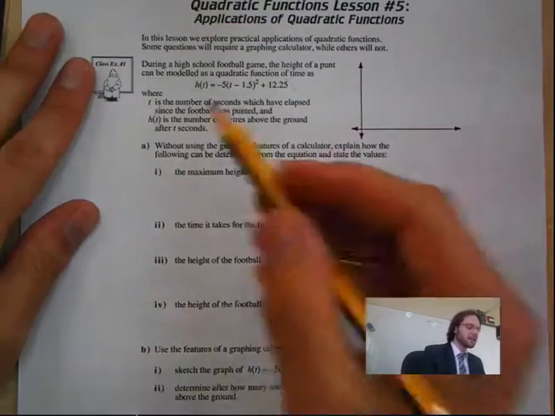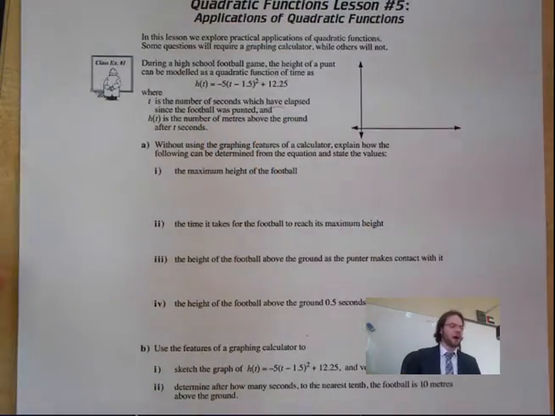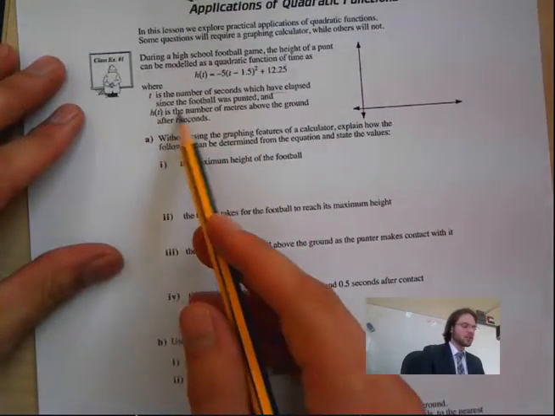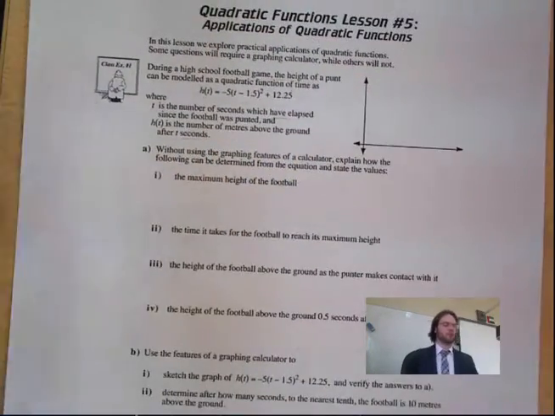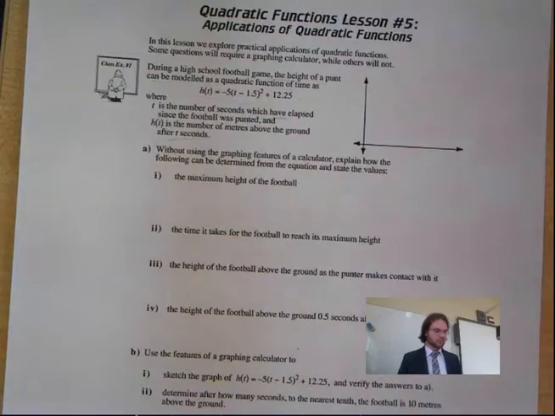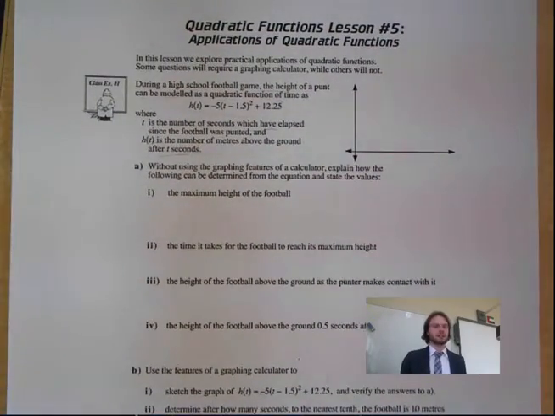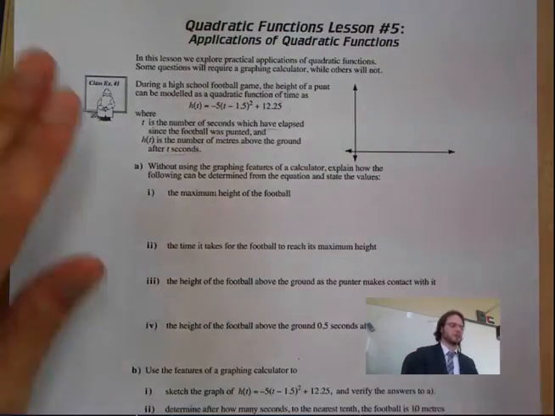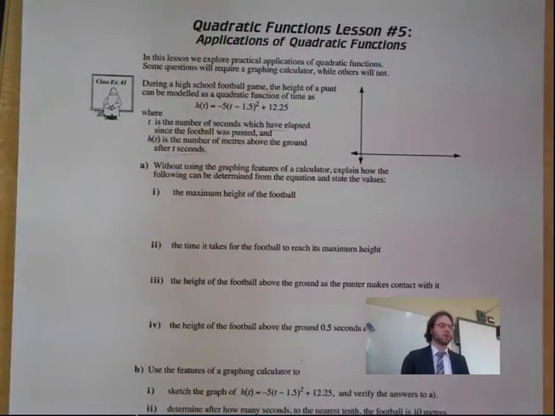Where t is the number of seconds that have elapsed, and h(t) is the number of meters above the ground. Now, looking at this, well, t would be 0. There's no time elapsed as soon as the ball's kicked. Punting means to kick it. It leaves and goes up. So it's always 0 until it goes, or close to 0. It might be a little bit above the ground.